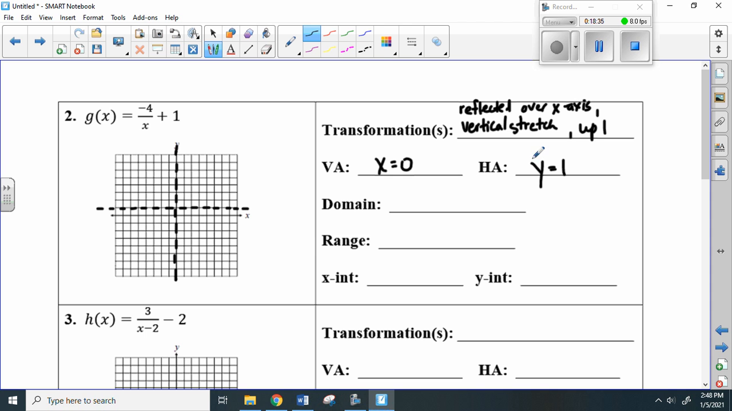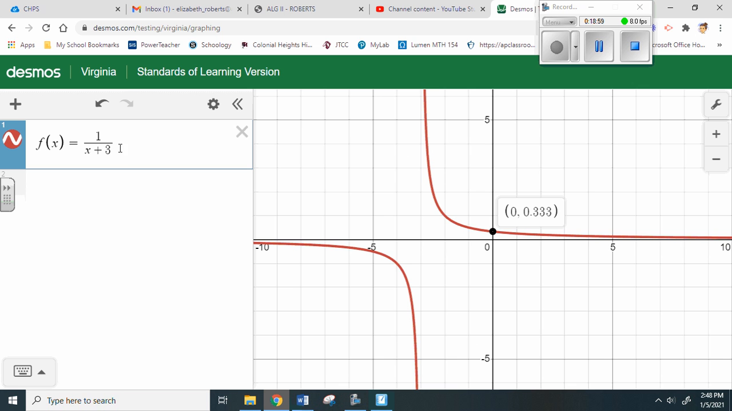All right, now I don't even have to graph it to know that the domain is going to be x cannot equal 0, and the range is going to be y cannot equal 1. So the only other thing I really want to know is where am I going to put my curves, and do I have any x or y intercepts? So I'm going to come over to Desmos, and I'm going to type it in and look at it.